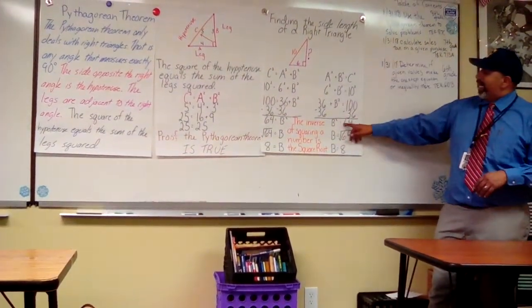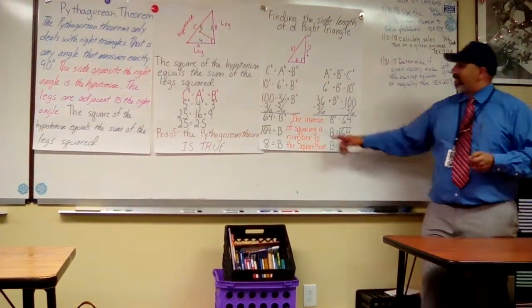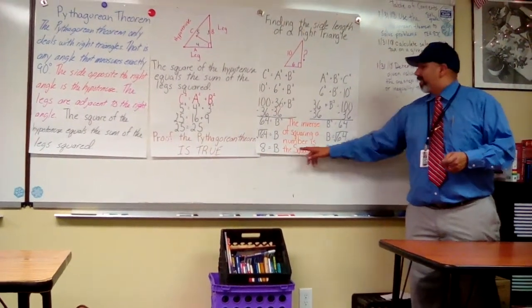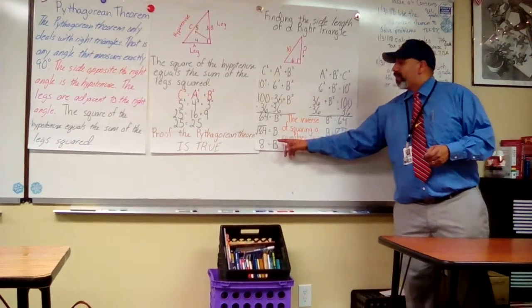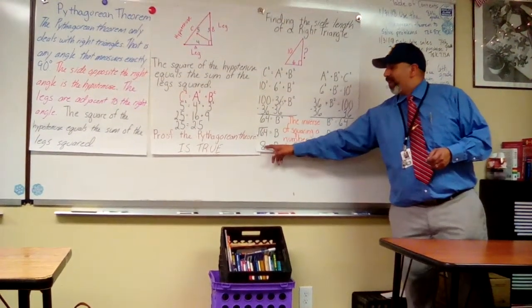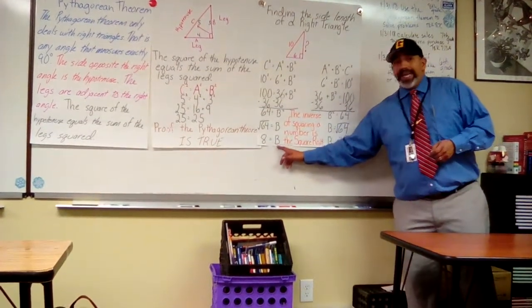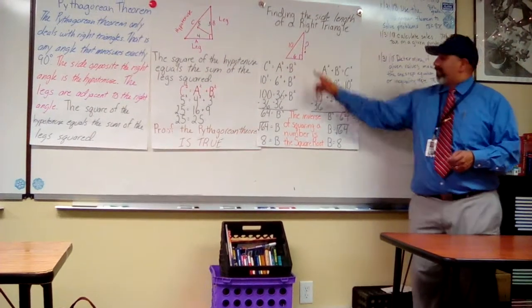Come over here, same style. b squared equals 64. We need to remember the inverse of squaring a number is the square root. So we get the square root of 64. We get 8. b equals 8. This side length here will equal 8.